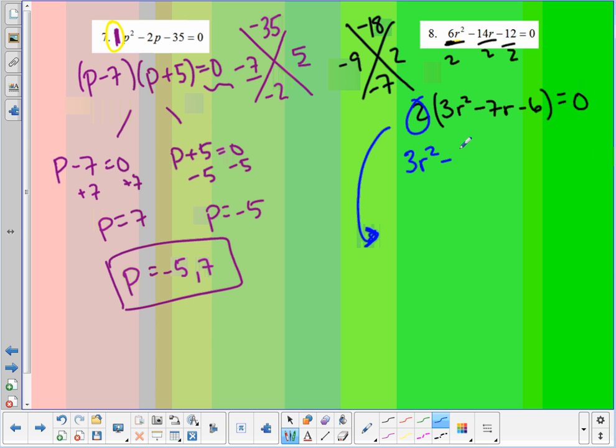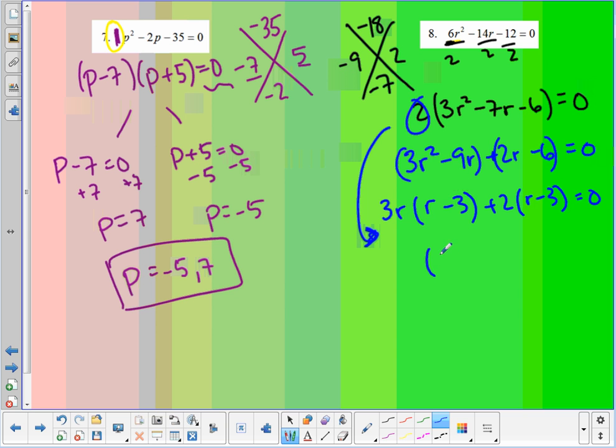So I have 3r squared minus 9r plus 2r minus 6 equaling 0. I group those, pull out a 3r from the first group, which is going to give me r minus 3. From the second group, I can pull out a 2, which gives me r minus 3.